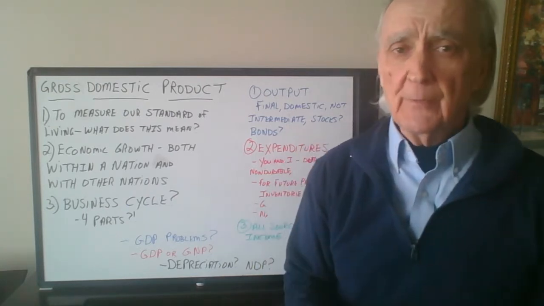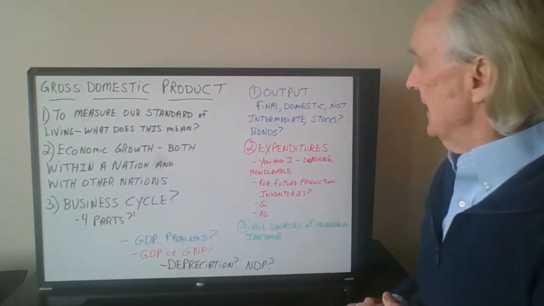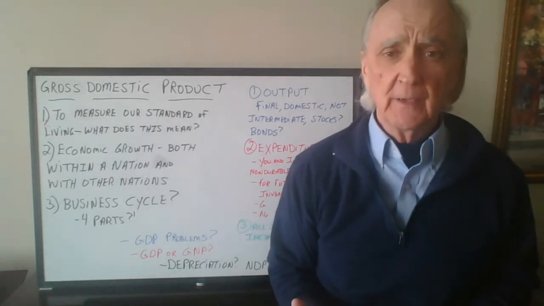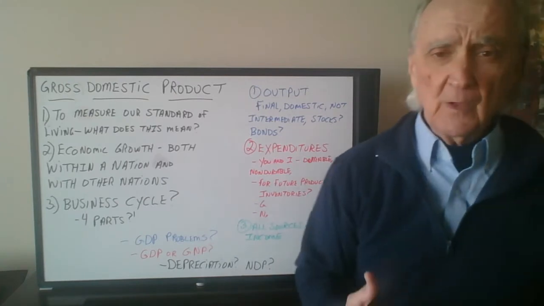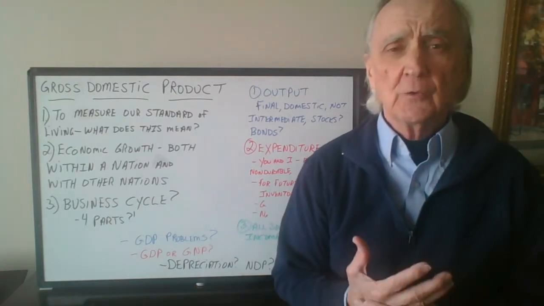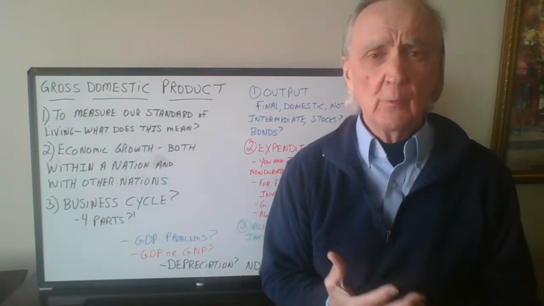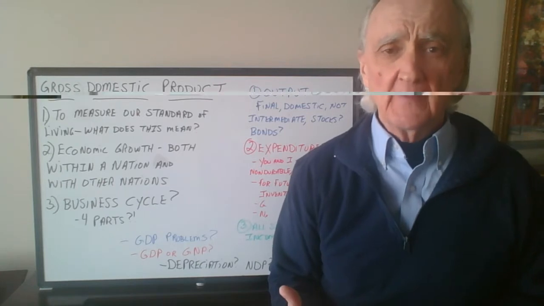So talk about that, and that will give us our second method of finding out what gross domestic product is. The third method is the sources. It's total factor income. And who are the factors of production? Well, you and I, we are the factors of production.